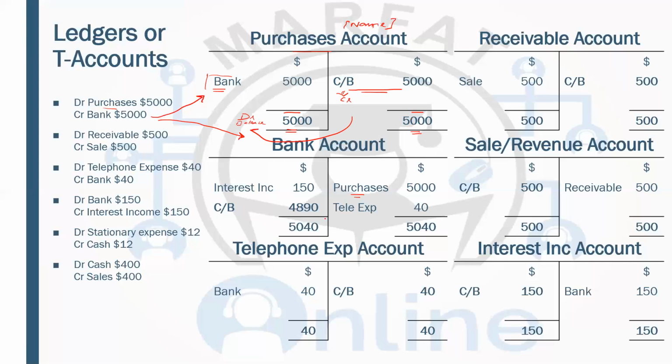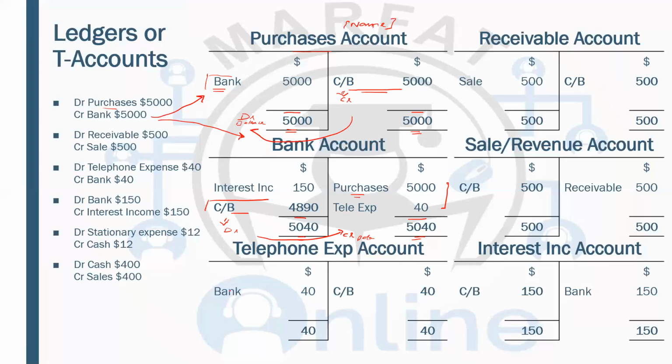Similarly, we have done the bank account. So 5,000 and 40, these are the two transactions. So the bigger side is this. We put this figure on both sides. Now the closing balance is 4,890. This is coming on the debit side. So remember, this is going to be a credit balance. That means when next time we open up the ledger, the opening balance will be coming on the credit side.